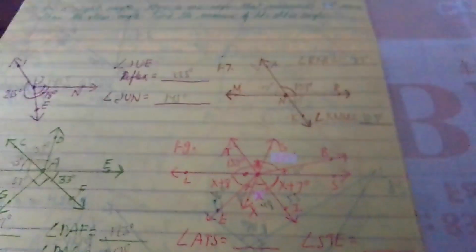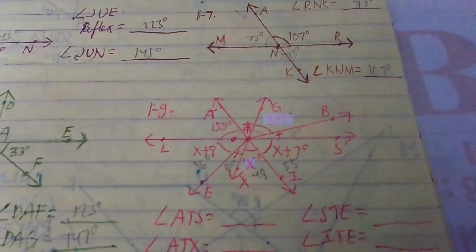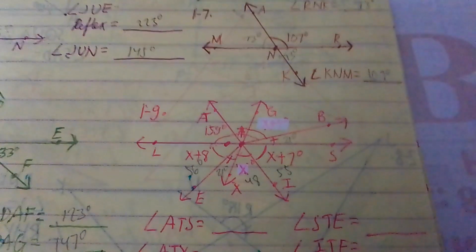Now, this is already what happens. So as you can see, we've already summed everything up and we should get 180. Now we already have the numbers. But we still have a problem.